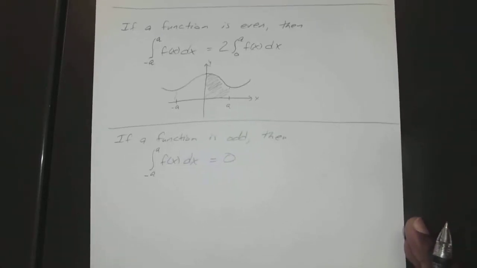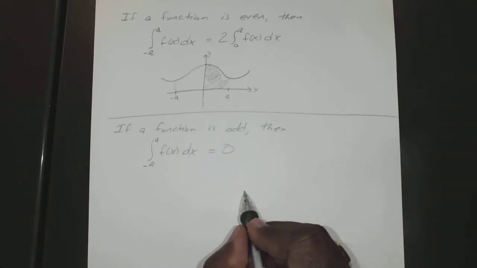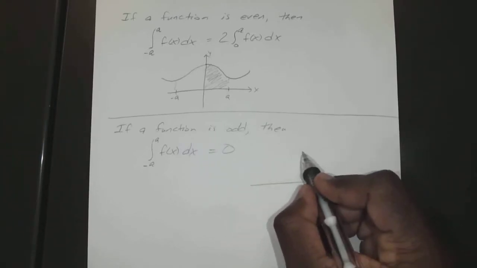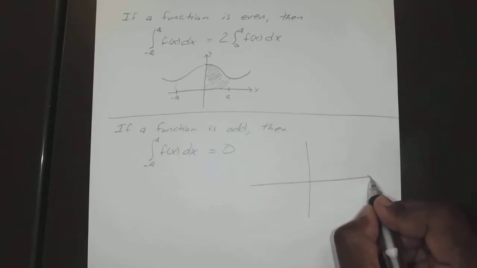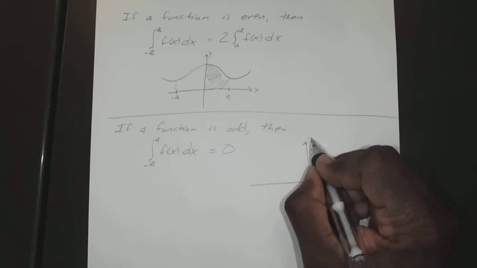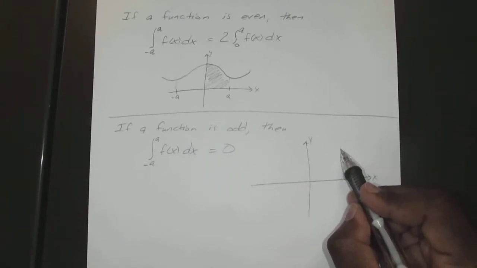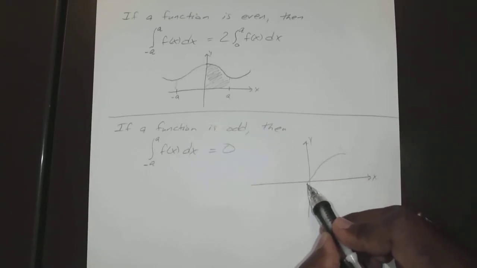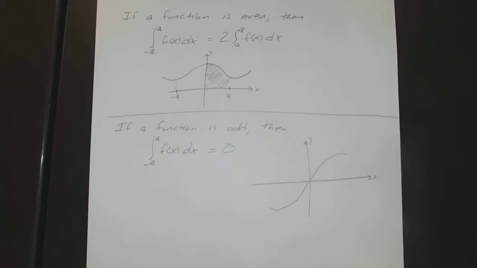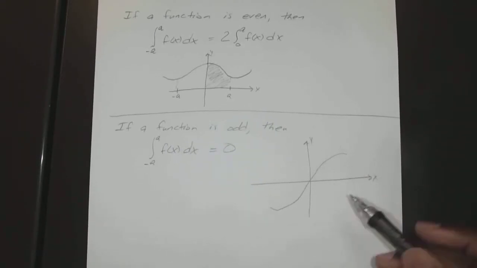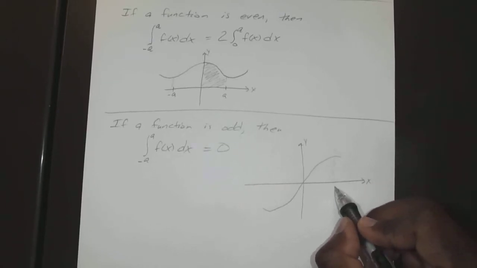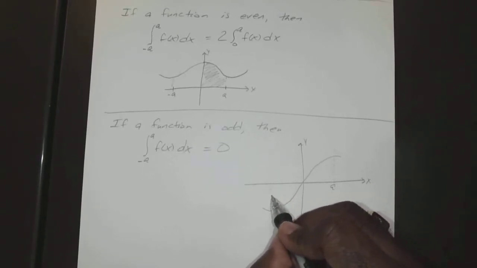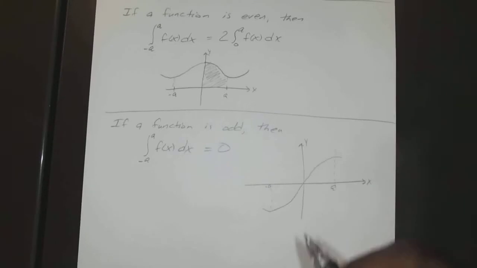Okay, now if we were to visualize that one, let's say we have our graph on the x and y axis, but this one is odd, so let me see if I can draw one that's odd. Okay, so that's an odd function. Let's say this is a, and this is negative a.